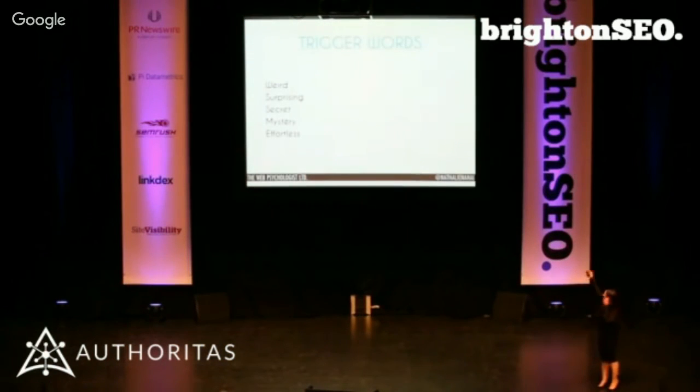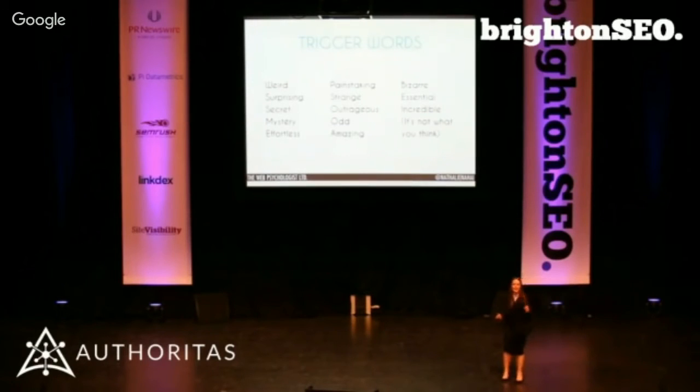So trigger words, these sorts of things will trigger people into some kind of psychological reaction. So weird, surprising, secret, mystery, effortless, painstaking, strange. I'm not going to read them all out, you can read. Anyway, all of these different words will elicit some kind of psychological reaction that hooks people in to read your content. My favorite one is it's not what you think, because it presumes that people somewhere along the lines are psychic and they know what you think. And you know that they can't know what you think, but you just have to make sure that what you're thinking is not what they thought that you're thinking. And so you end up, it's ridiculous. So whether you're an overthinker or an underthinker, it's always going to work.